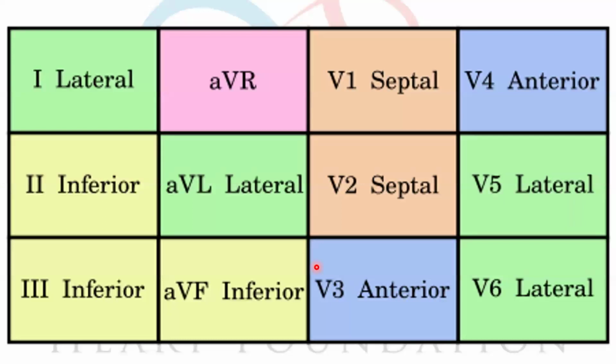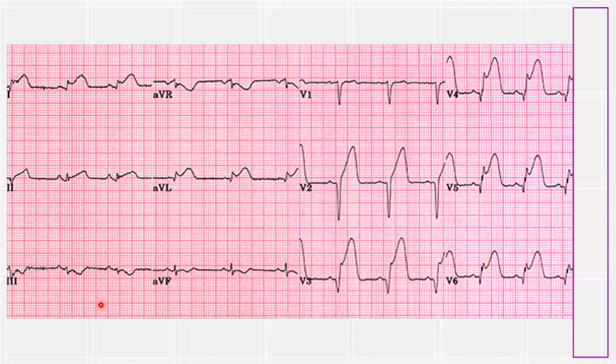Here we have the famous simplified picture of the EKG to know the leads. Lead 1, AVL, V5, and V6 are the lateral leads. V1 and V2 are the septal leads. V3 and V4 are the anterior leads. And the inferior leads are 2, 3, and AVF. So we have some EKG examples here.